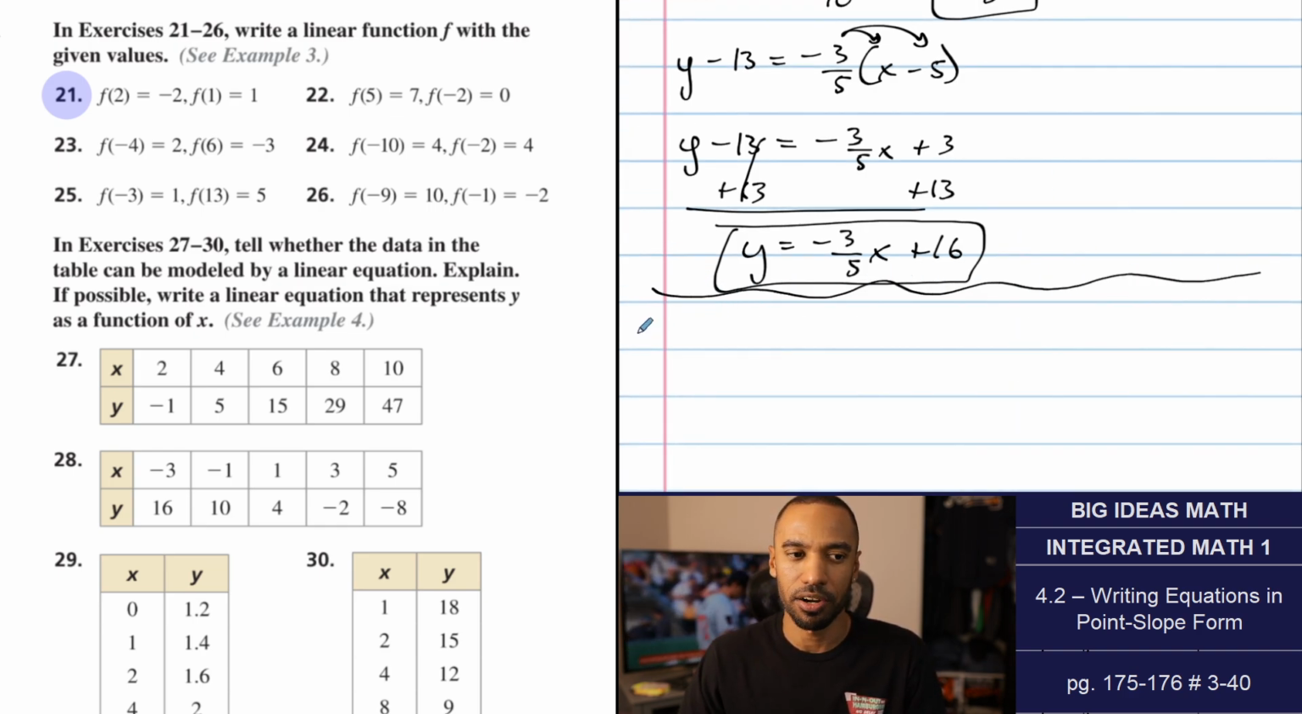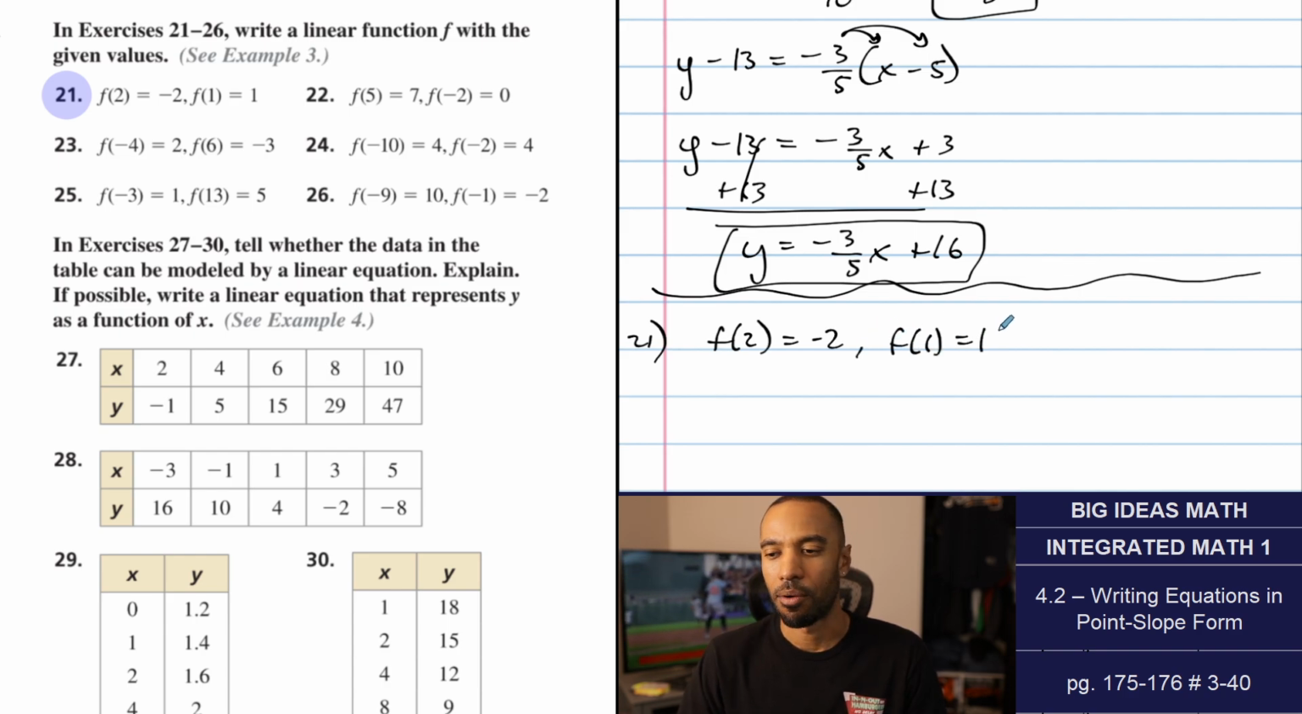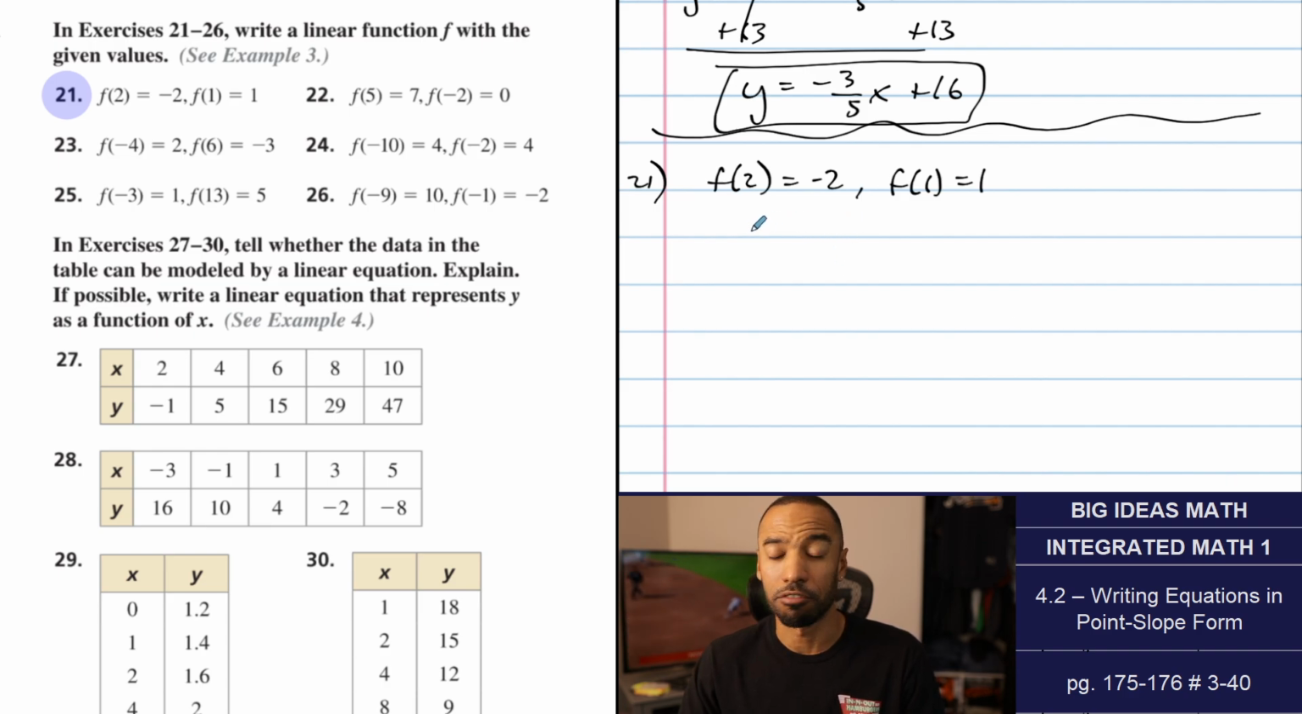The difference here is they're written in function notation to begin with, and if you were with me in the previous section, I caught on to it after the fact. Let's write the final result in function notation as well, okay? Now, I think the ever popular thing for us to do, and I agree, is let's write out the ordered pairs here. This is 2, -2, and this is 1, 1.